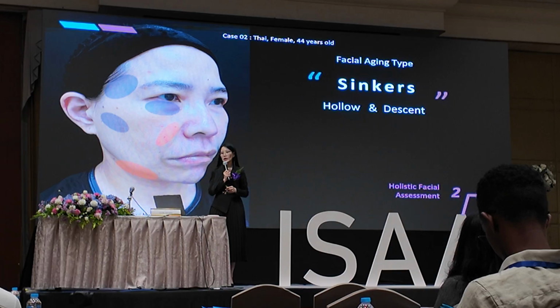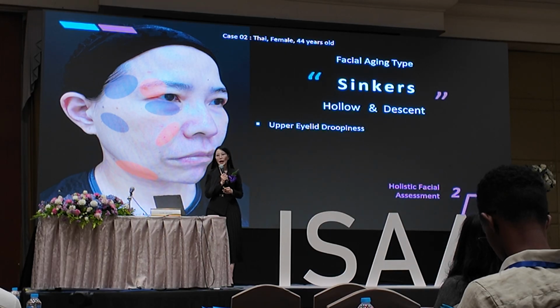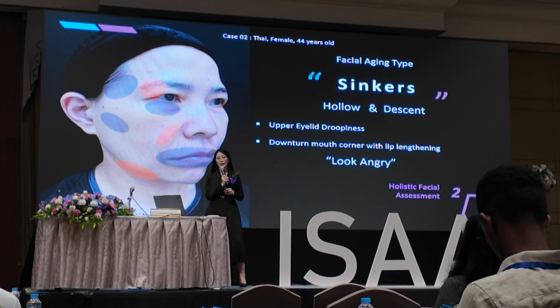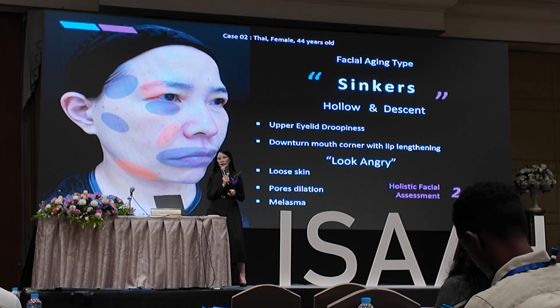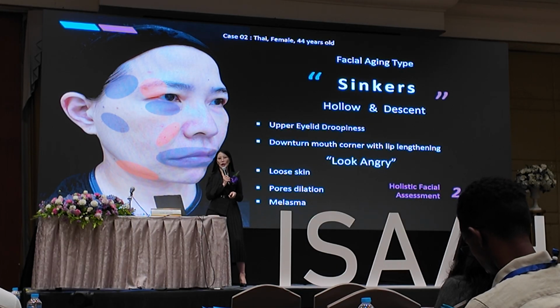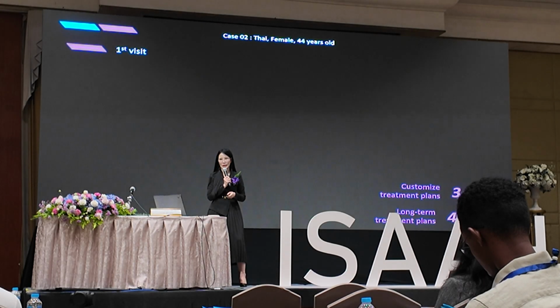She has hollowness and descent, with the upper eyelid dropping and the downturn of the mouth corner, so she always looks angry. And she has a severe loss of skin elasticity, pore dilatation, and melasma.